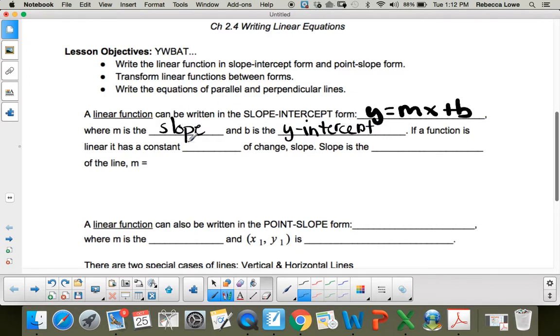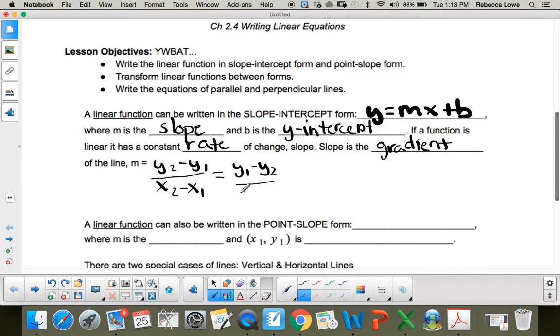If a function is linear, it has a constant rate of change. Slope is the gradient, steepness, all of those are good words, of the line. There are two formulas for slope, y2 minus y1 over x2 minus x1, or you can flip-flop the point, because it doesn't matter which point you consider, the first point or the second. This is also considered the change in the y over the change in the x, or the amount you go up or down over the amount you go right or left.